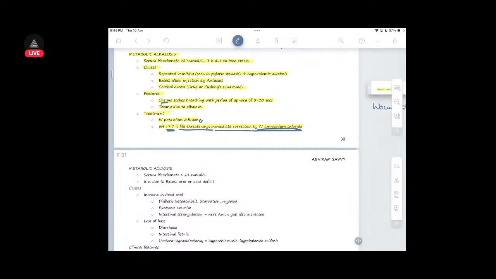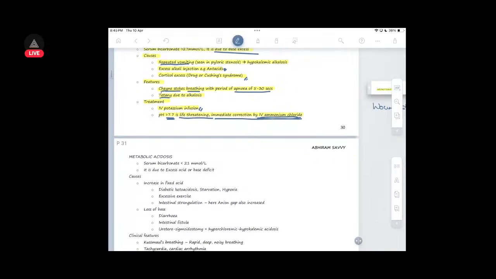Cheyne-Stokes breathing, tetany, due to base excess, repeated vomiting, alkali injection, example antacid drugs or cortisol excess. Cheyne-Stokes breathing, apnea of 5 to 30 seconds.